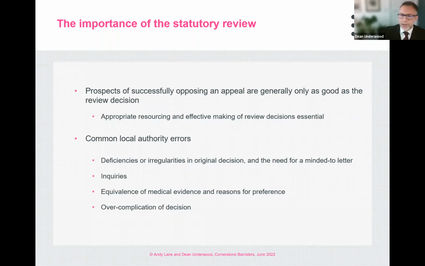Hence the point made on the slide that therefore the appropriate resourcing and the effective making of review decisions is absolutely essential. It brings to mind the old adage, shortcuts make for long journeys, and that may apply financially as well as in any other way.